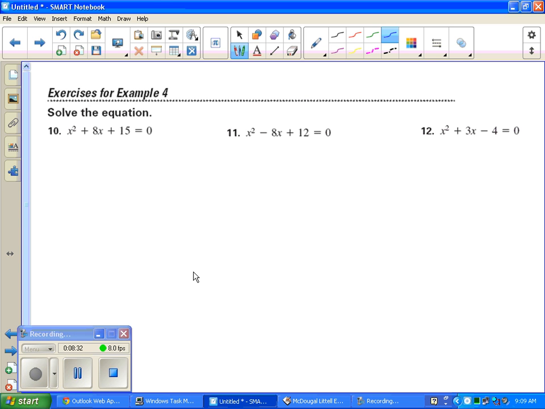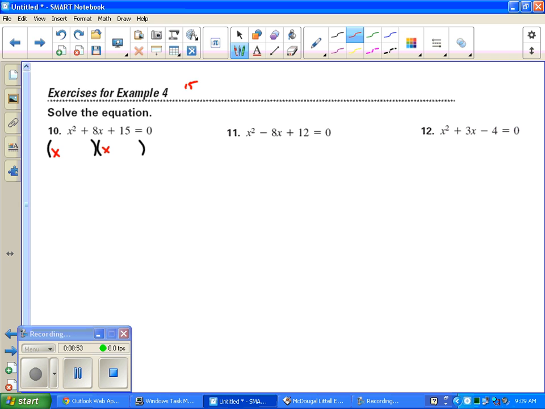The only difference between what we've been doing up till this point and now, 10, 11, and 12, is instead of just factoring them, now they say equals 0. Other than that, you treat it the exact same way. You open up 2 sets of parentheses, and we'll get to the equals 0 part in just a second. X times x is x squared.